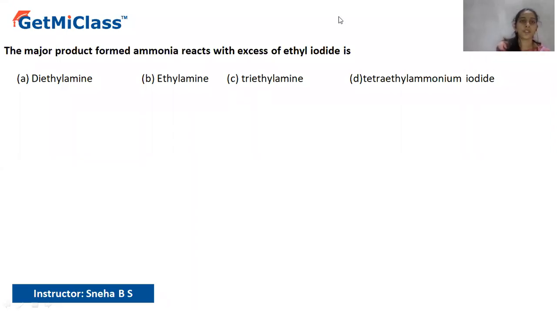The major product formed when ammonia reacts with excess of ethyl iodide is: option A, diethylamine; option B, ethylamine; option C, triethylamine; and option D, tetraethylammonium iodide. So their question is, when ammonia reacts with excess of ethyl iodide.